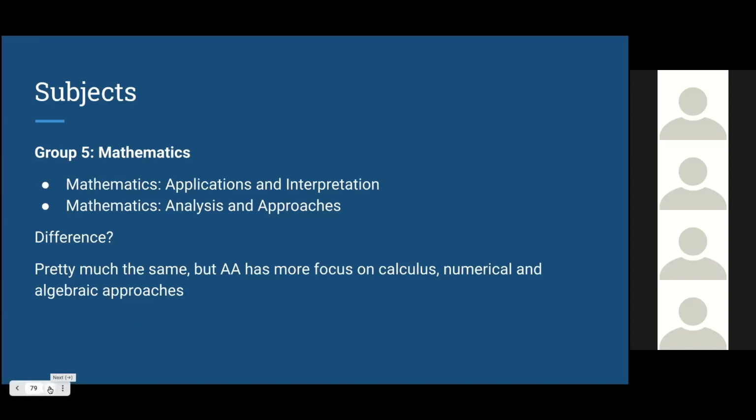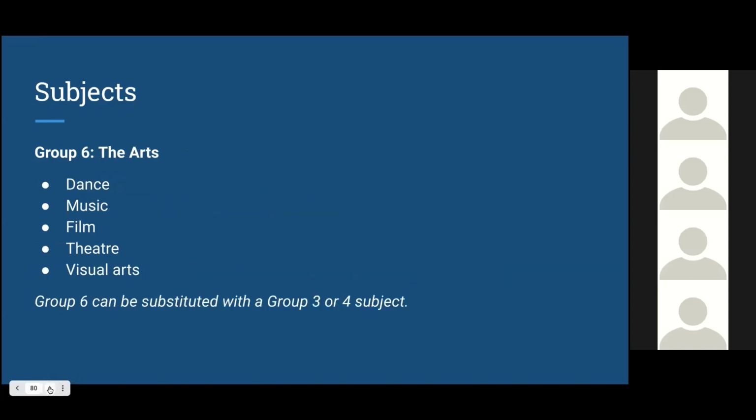So the last group is group 6, which is the arts. Under the arts, there are 5 that IB offers: dance, music, film, theatre, and visual arts. But if you really don't want to do these 5 subjects, you can of course choose to substitute it with a group 3 or group 4 subject. So group 3 once again is individual societies, and group 4 is another science.